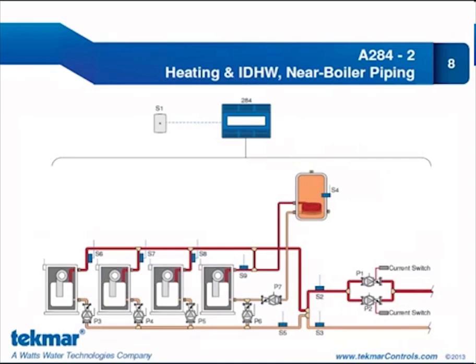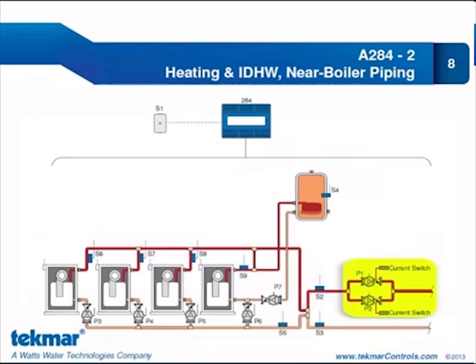One of the benefits of this type of piping is that you can have simultaneous indirect domestic hot water and space heating. When we are doing indirect domestic hot water, P6 will turn off, P7 will turn on so that the fourth boiler is strictly providing heat for the indirect domestic hot water load. The remaining boilers can operate to provide heat for the space heating load. You'll notice again we have two primary pumps so that we can sequence them in a standby operation or provide equal runtime operation if that's what we choose to do.